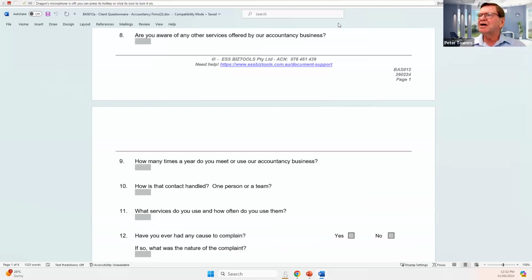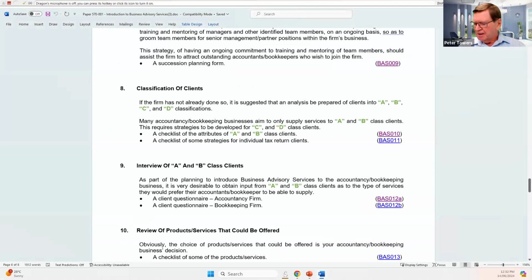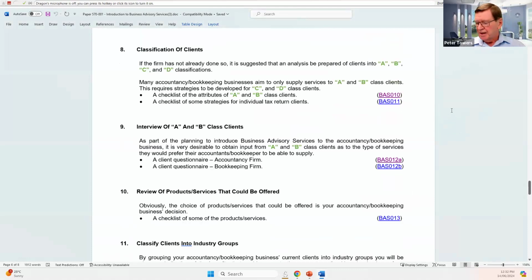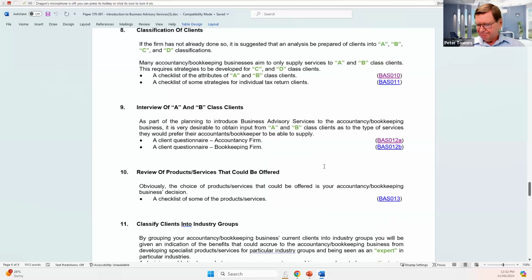So that form's there for you to utilize to give you an idea. There is a form there if you're a bookkeeping firm. Can you just click onto that and look at that? And the products, well, we've got a fair idea what the products are, haven't we? Because we've been going through them in this process.